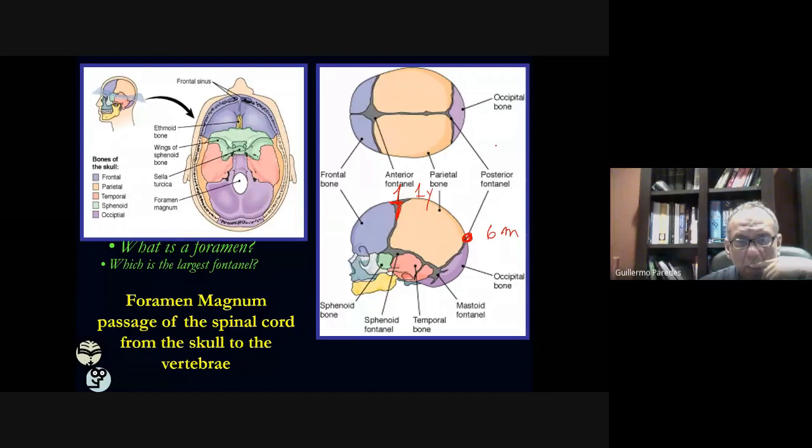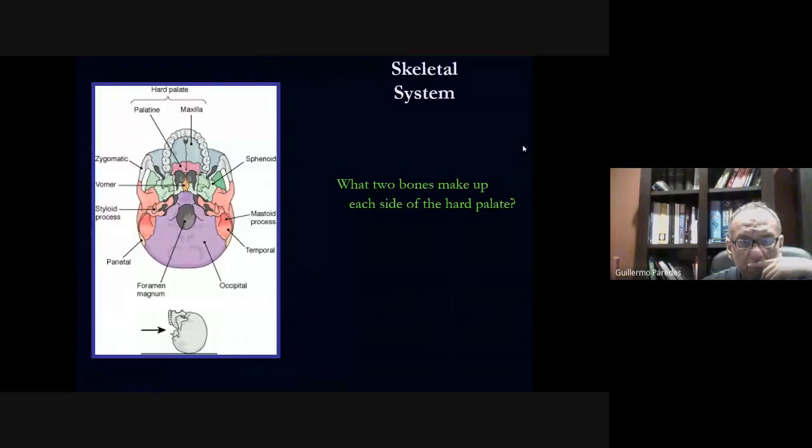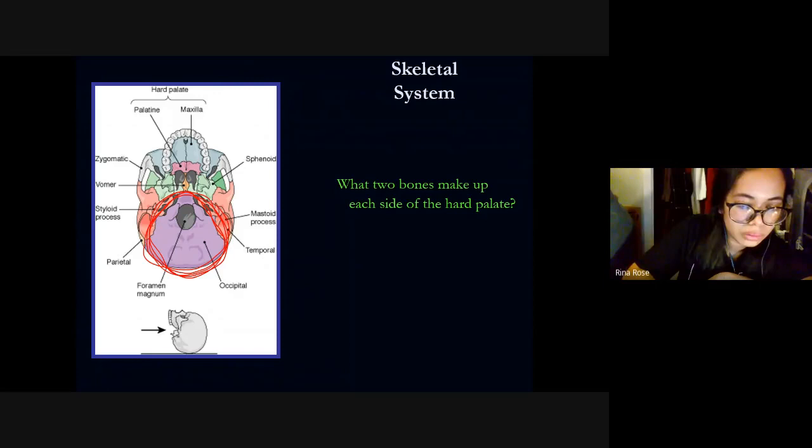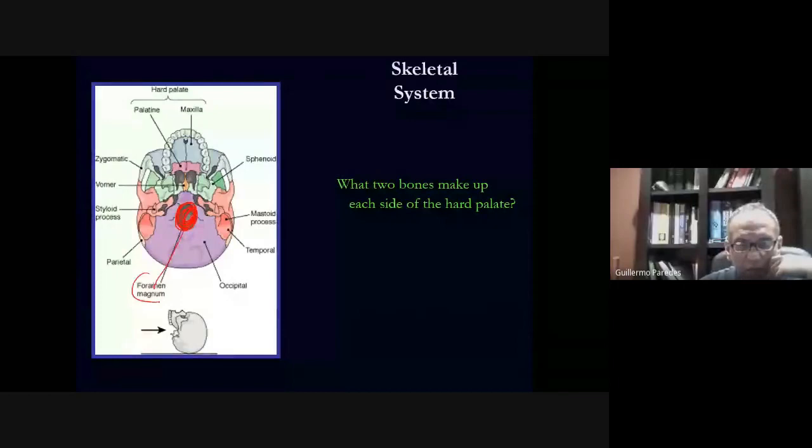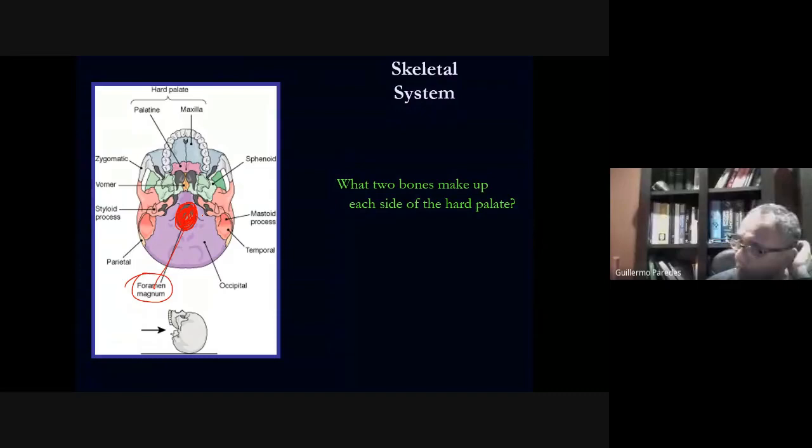Now, before I go to the next thing, I want to mention this. Everybody, which bone is this? In purple. Which one is that? Occipital bone. Exactly. Excellent. And here we have an opening. This opening is called the foramen magnum. Question for the exam: where is the foramen magnum located? In the occipital bone. Okay?